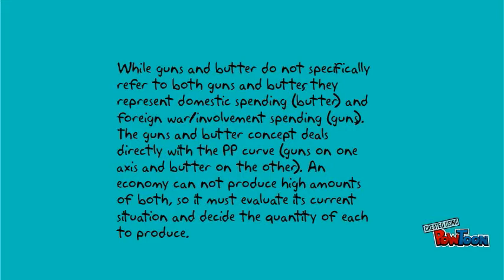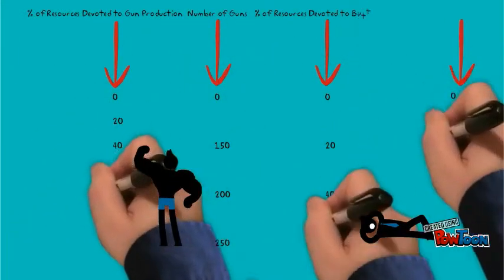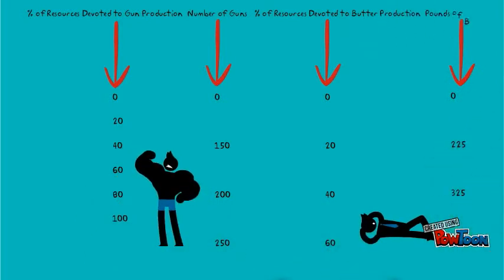war/involvement spending, guns. The guns and butter concept deals directly with the PPM curve, guns on one axis and butter on the other. An economy cannot produce high amounts of both, and it must evaluate its current situation. This chart shows that the percent of resources devoted to guns and the percent of resources devoted to butter are both high, and as they keep getting higher, so does their production, showing that it is the positive shift.